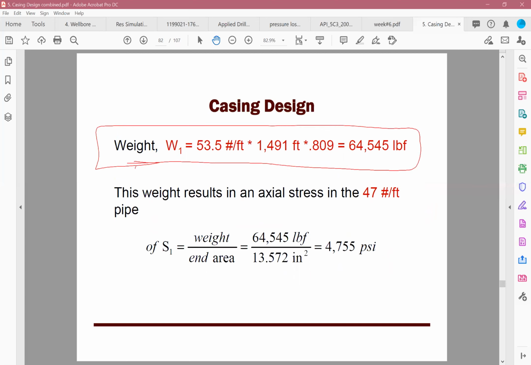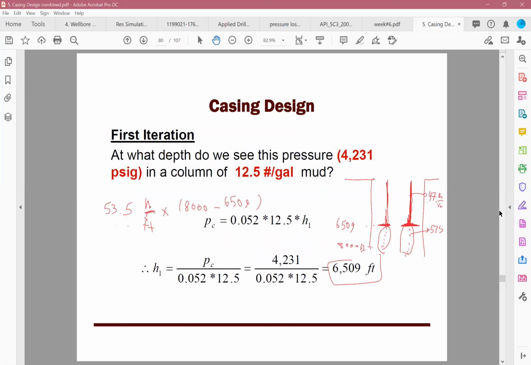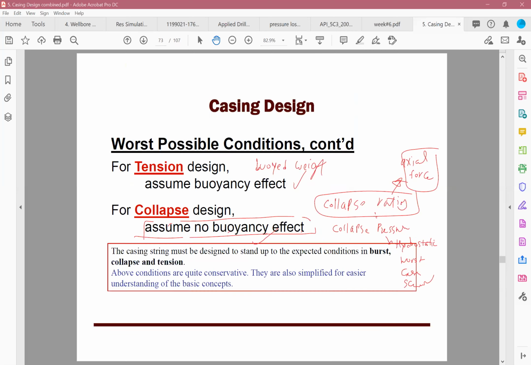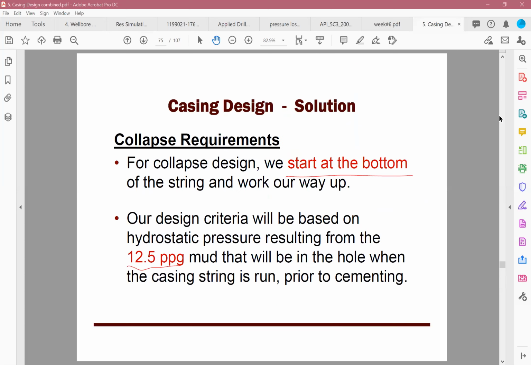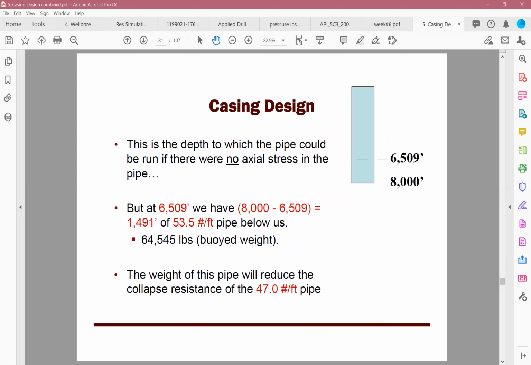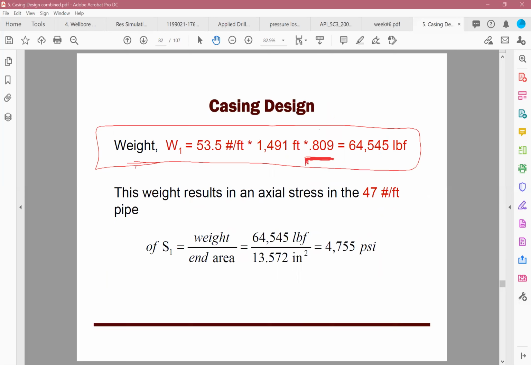Here they're considering the buoyed weight, with the buoyancy, but I believe we shouldn't consider that. That's okay if you did that too. Yeah, for the design, assume no buoyancy effect. That's what we mentioned, right? So I think we shouldn't consider that, but that's fine. Either way, it's okay if you did that, but this is the buoyancy factor.